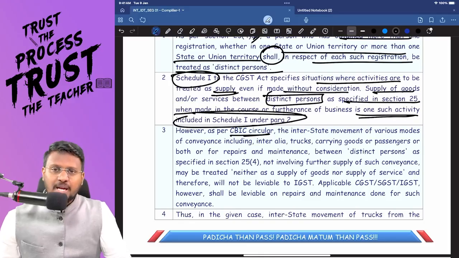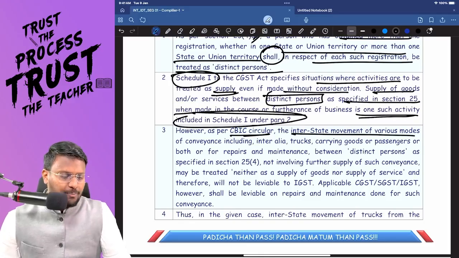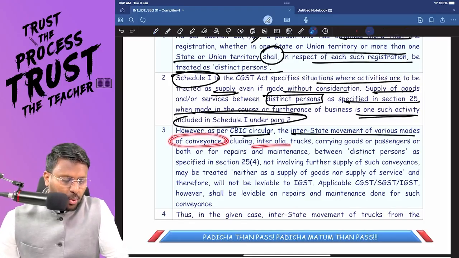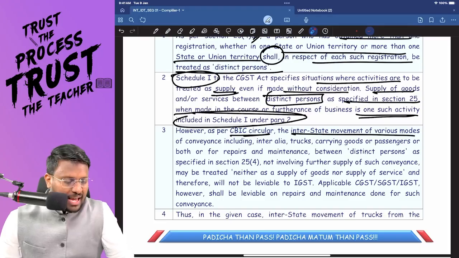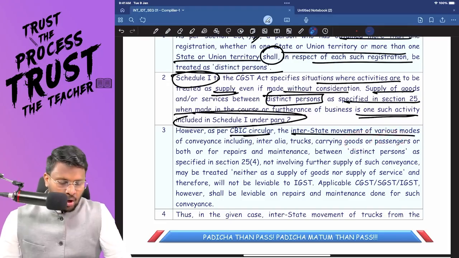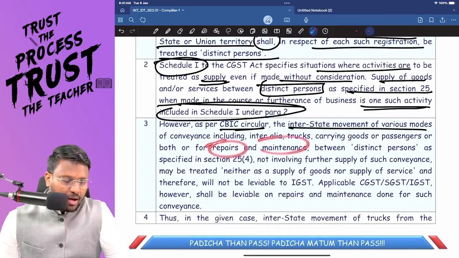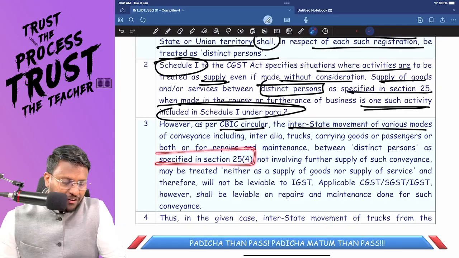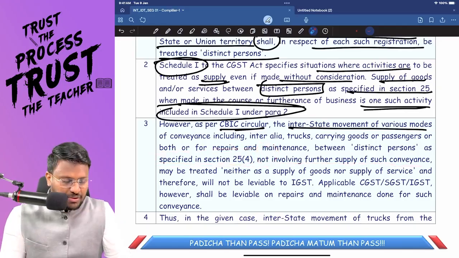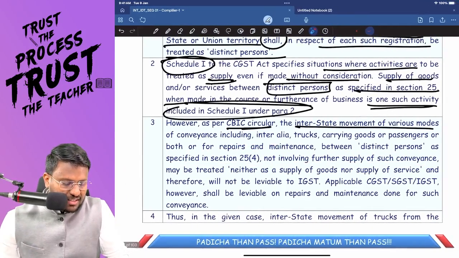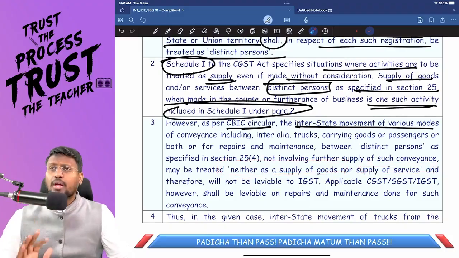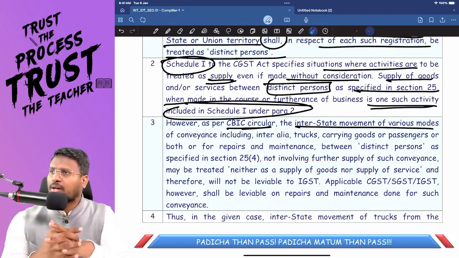So, however, as per CBIC circular, interstate movement of what mode? Various modes of conveyance, including inter alia what? Truck. Carrying what or what? Or both, or for repair or what? Maintenance. Between what persons? As specified in Section 25 subsection 4, not involving further supply of such what? May be treated as neither as supply of goods nor as supply of what? So what that circular is saying, clearly understand what the circular is saying.